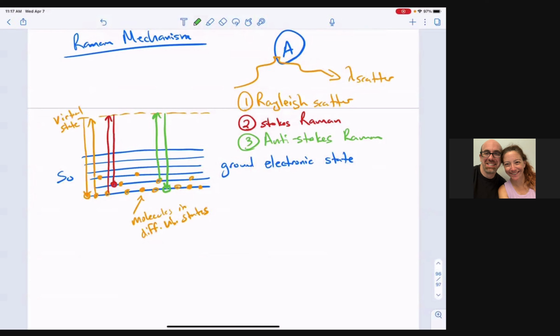Why do we use a virtual level? I don't know. I wasn't alive. My parents weren't alive, right? But it's actually kind of a convenient way of thinking.